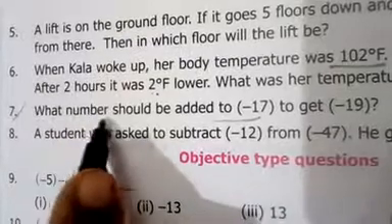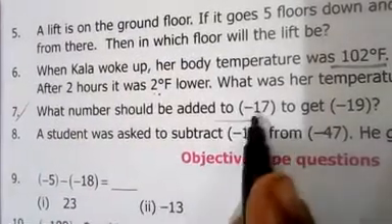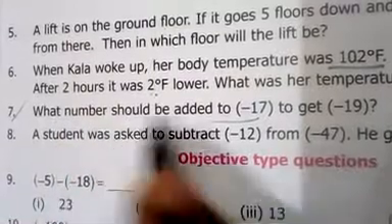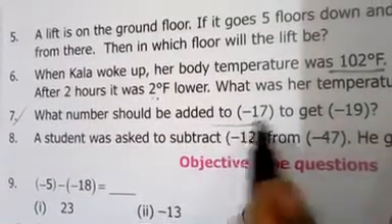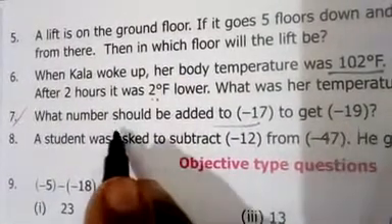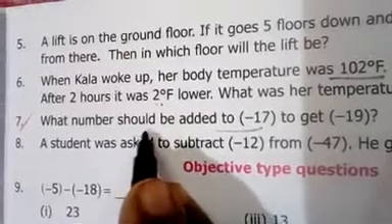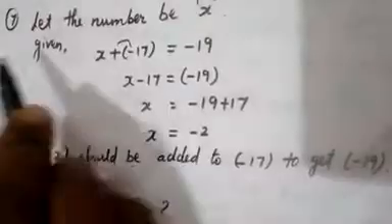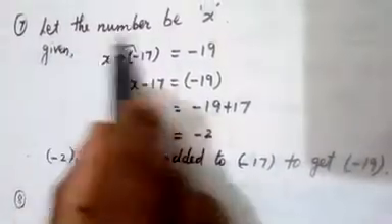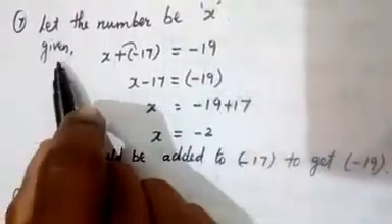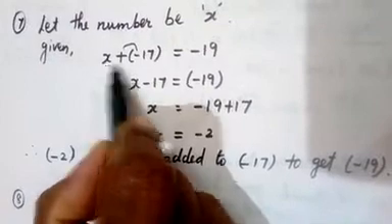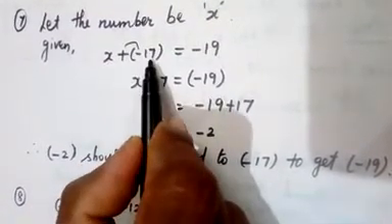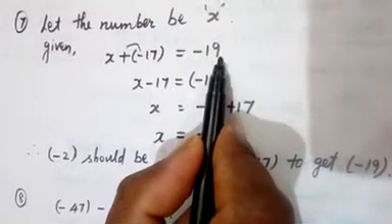Seventh question: what number should be added to minus 17 to get minus 19? Some number has to be added to minus 17 to get this number. Always we consider the unknown number to be some variable. Let the unknown number be x. Given condition: some number added to minus 17. So the number we assumed is x. x plus minus 17 equals minus 19.